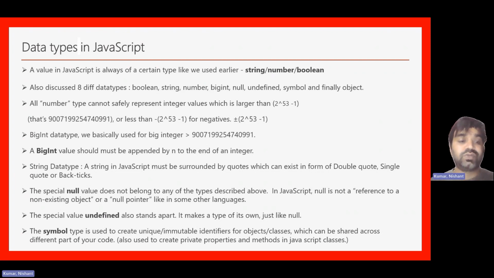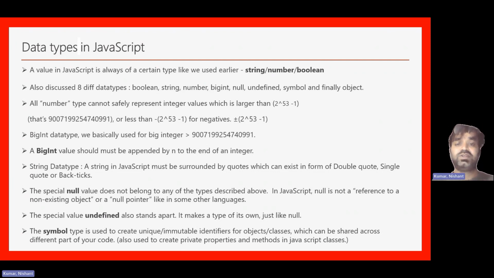Then we also have null, which is a different data type here. Then undefined: if we create a variable but do not assign any value to it, it will be undefined. Then symbols: a symbol is a unique immutable identifier, which we will use further in several places of code for object properties and classes.